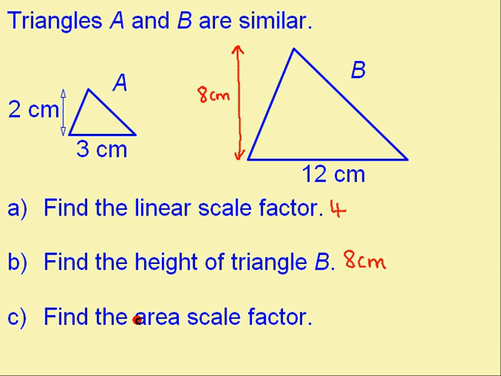To find the area scale factor, I need the areas of both triangles. Remember, the area of a triangle is base times height divided by 2. So for A, I've got 3 times 2 divided by 2, which is 3. And for B, I've got 12 times 8 divided by 2, which is 48. So to find the area scale factor, I've got 48 divided by 3, which is 16.